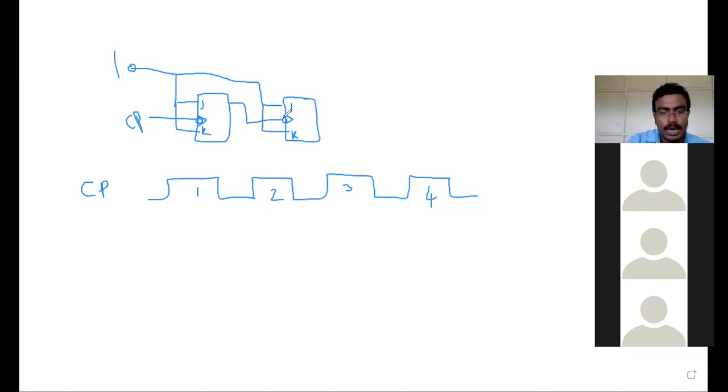Positive edge, negative edge triggering. Negative edge triggering means this is the rising edge, this is the falling edge. Triggering should be done at these negative edges. Falling edges are negative edges, students. When the flip-flop reaches these negative edges of the clock pulse, then triggering should be done.